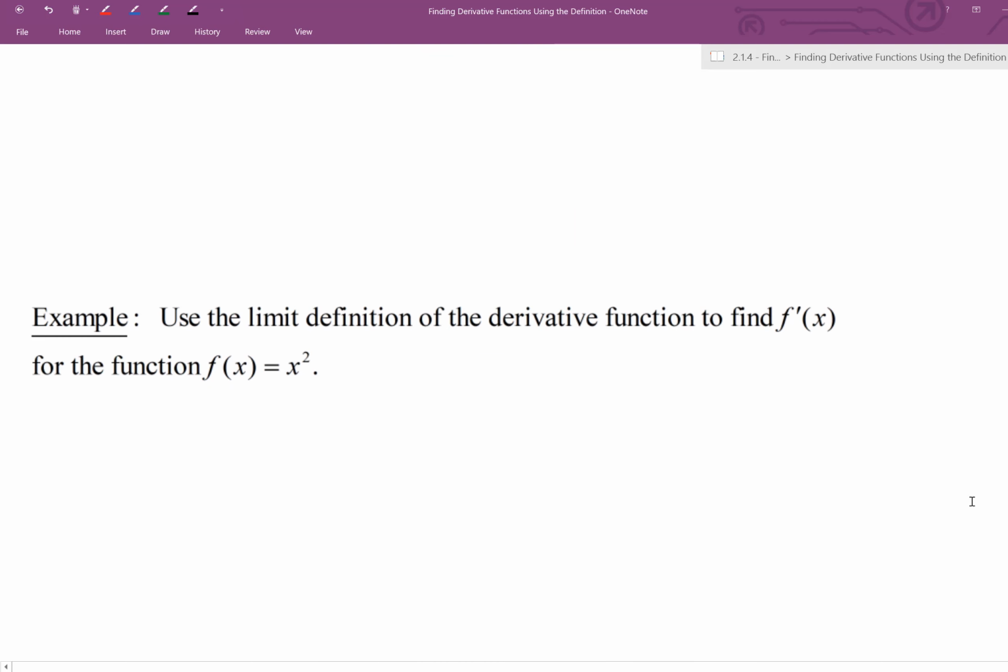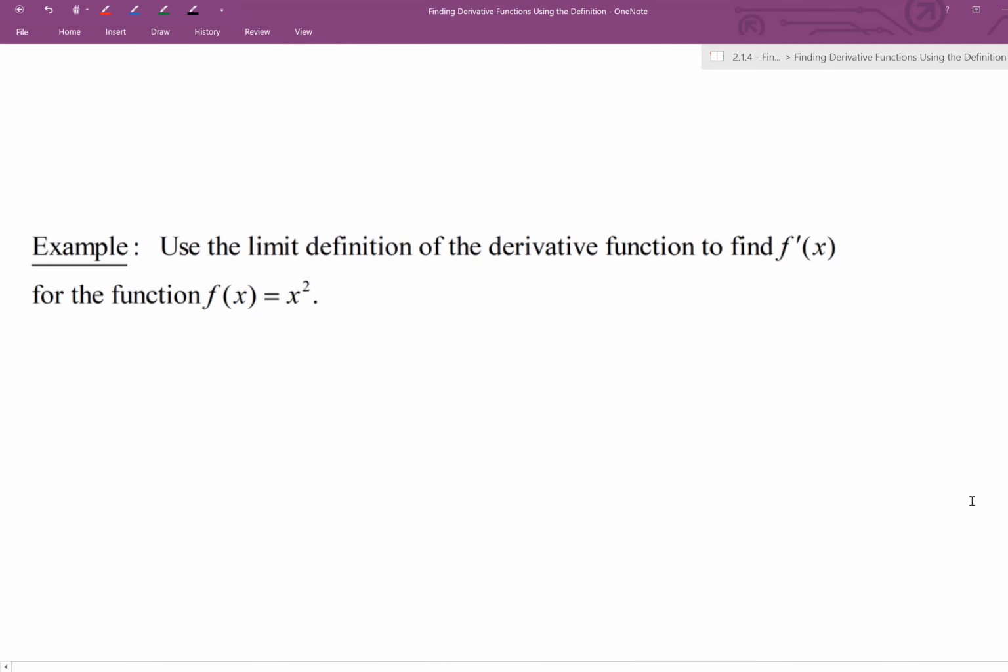All right, so the first example: we're going to use the limit definition of the derivative function to find our derivative function f prime of x, given the function f of x is x squared. Let me write it here on the top for reference. f prime of x is the limit as h goes to 0 of f of x plus h minus f of x all over h. So we have to find that.